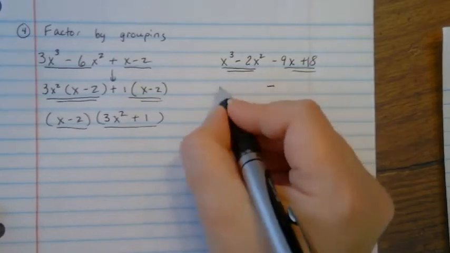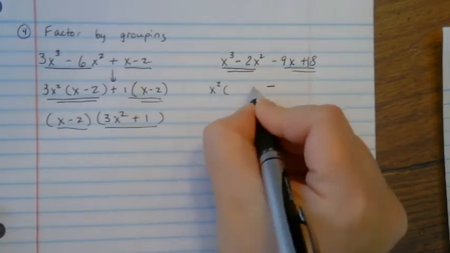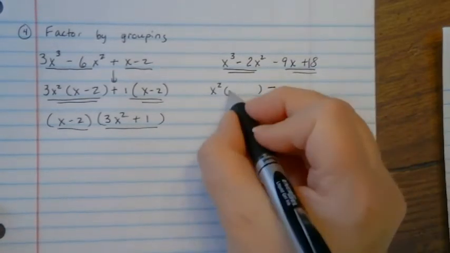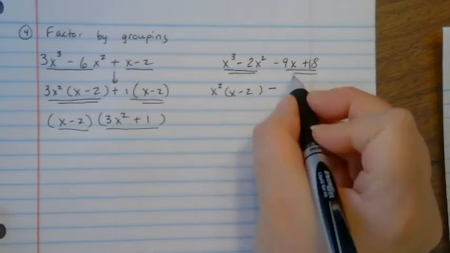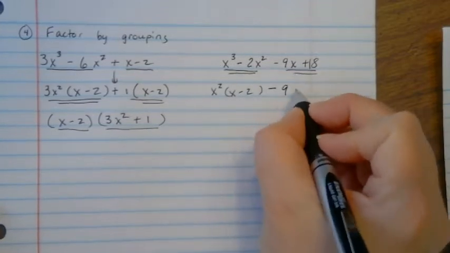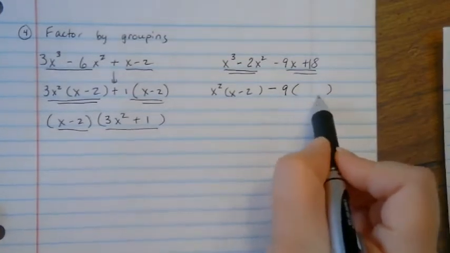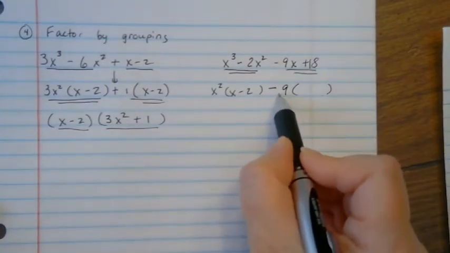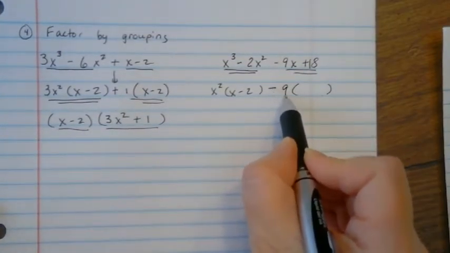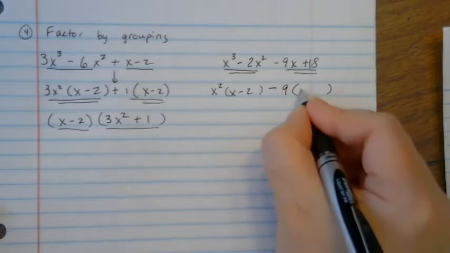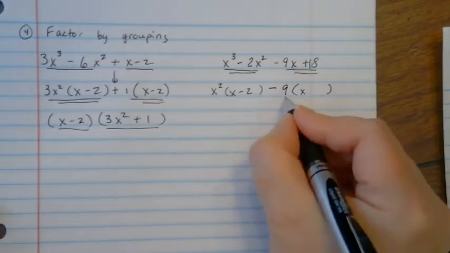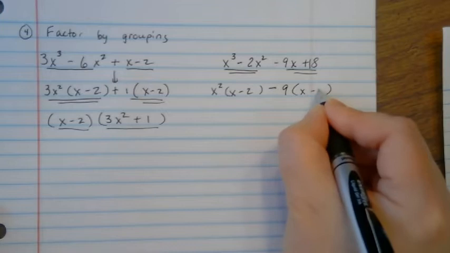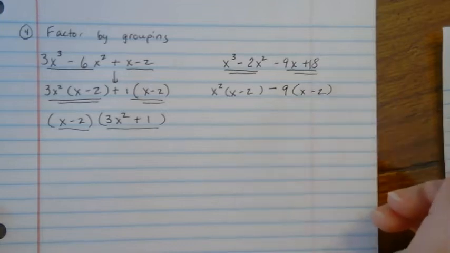These two have an x squared in common. And then I'm going to write down what's left. They have an x minus 2 left. What these have in common is a 9. Now, when I write what's left in here, I have to account for the fact that there's a negative out here. So negative 9 times x would give me negative 9x. Negative 9 times negative 2 would give me positive 18.